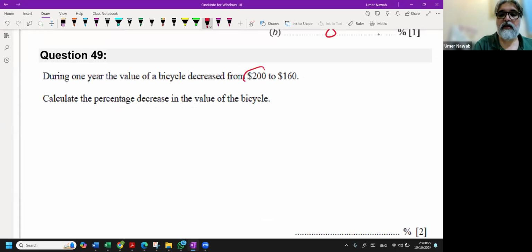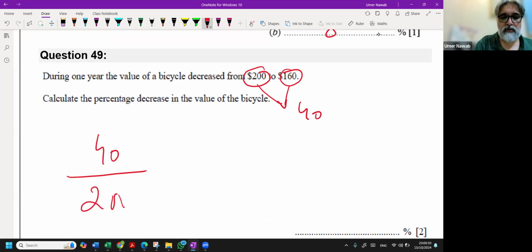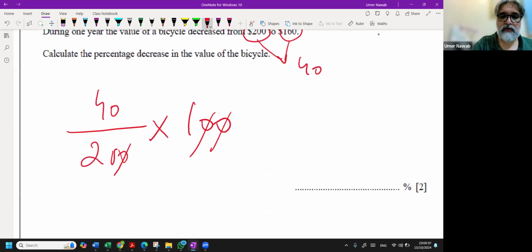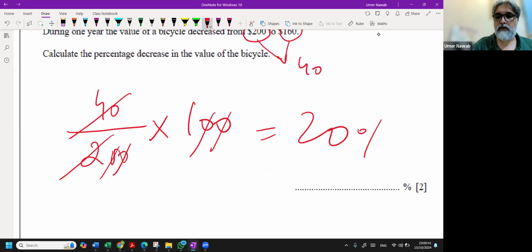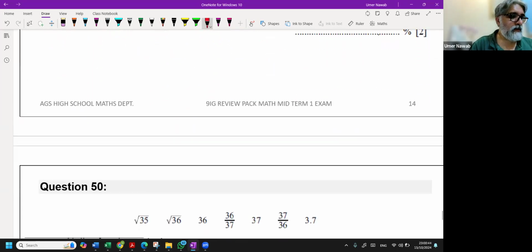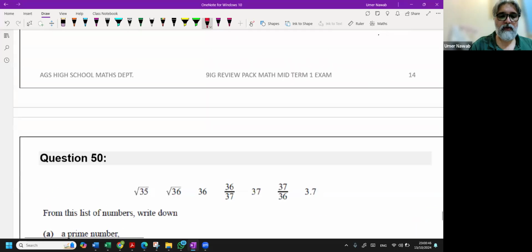Question 49: decreased from 200 to 160. So how much is the decrease? 40. So 40 over original, which is 200, times with 100. Since I want to get the answer as a percentage, 2 zeros cancel. 2 cancels with 40, it gives you 20. So 20% is the answer.